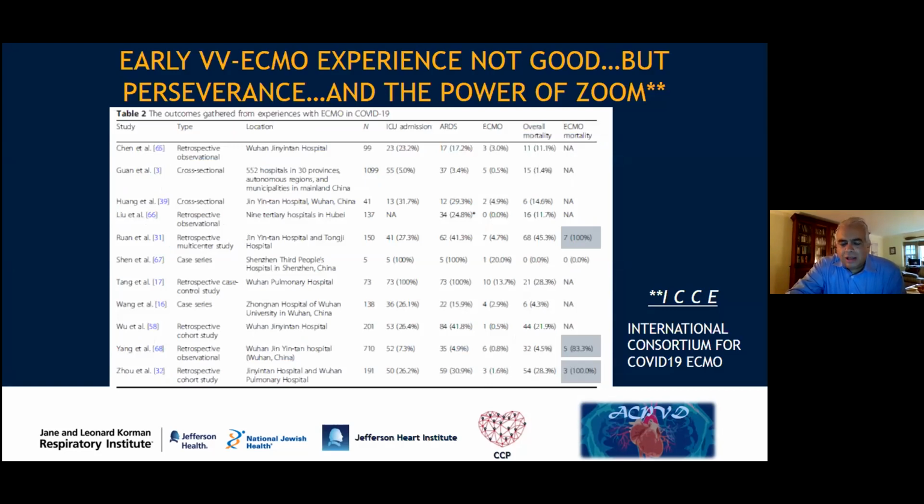And let me just say, I'm going to summarize it like this. The early experience was not good, but perseverance amongst many of the clinical teams across the world and the power of Zoom, which we're using right now, came to bring a lot of us together to try to understand what we can do to provide this therapy for the most sick patients with COVID that otherwise would have had a nearly 100% likelihood of dying.